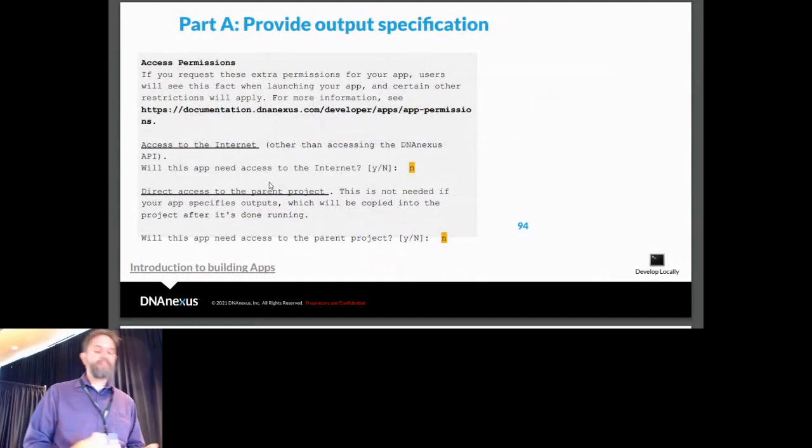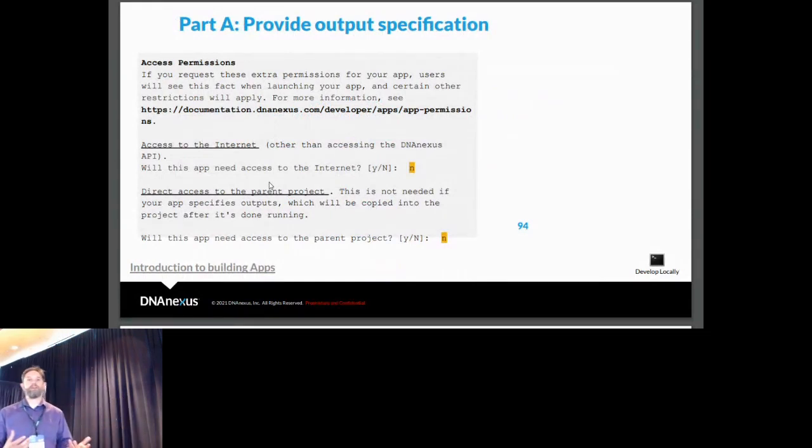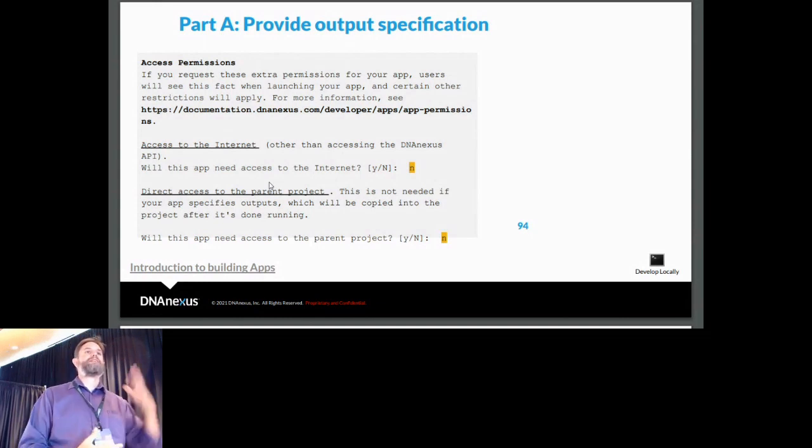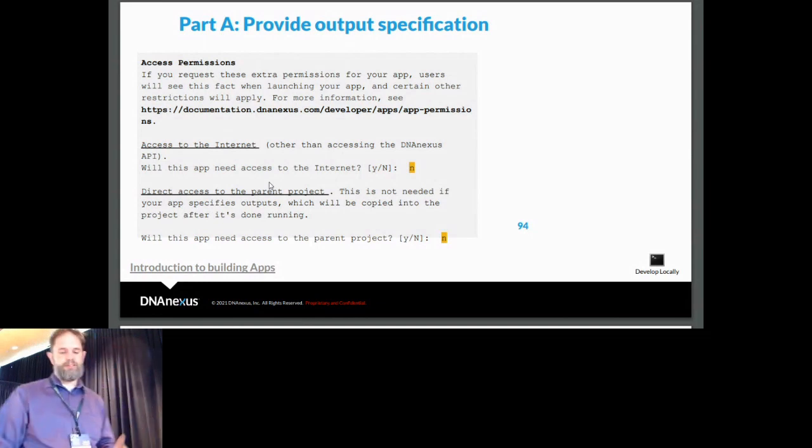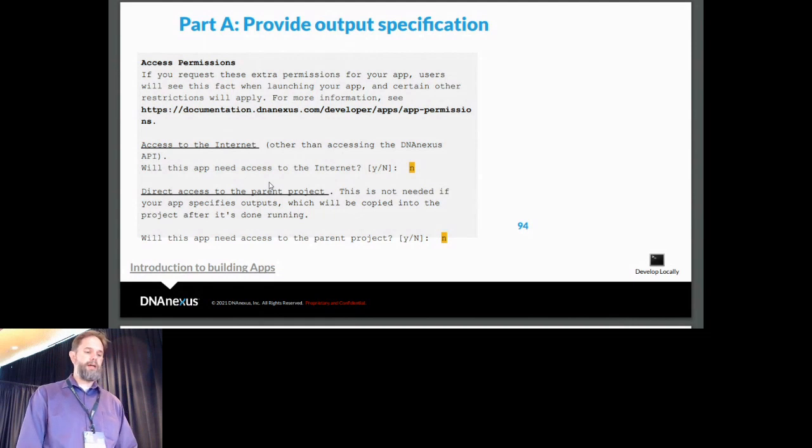You can have access to the internet or not. The default is no, but if you're running live Docker, which you might want to do, then you can do that. Also, you can give it access if you have an if statement that says, if something doesn't match, then grab this other reference genome. You need access to the parent project, but it really just depends on how worried about security you are.